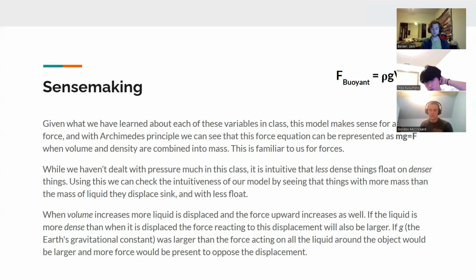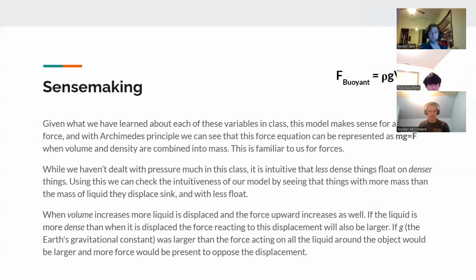While we haven't dealt with pressure much in this class, it is intuitive that less dense things would float on denser things. Using this, we can check the intuitiveness of our model by seeing that things with more mass than the mass of the liquid they displace sink, and with less float.